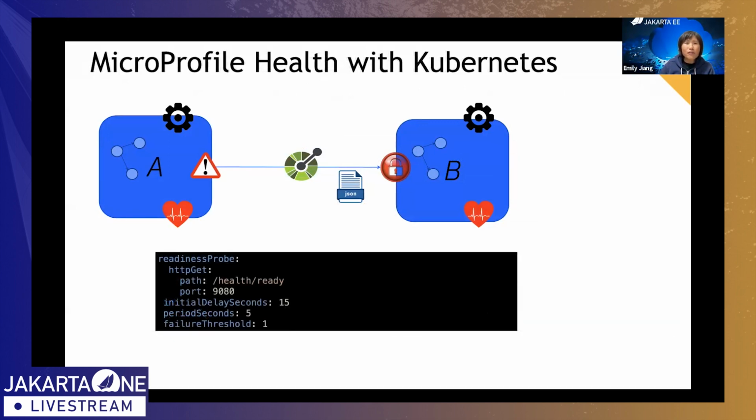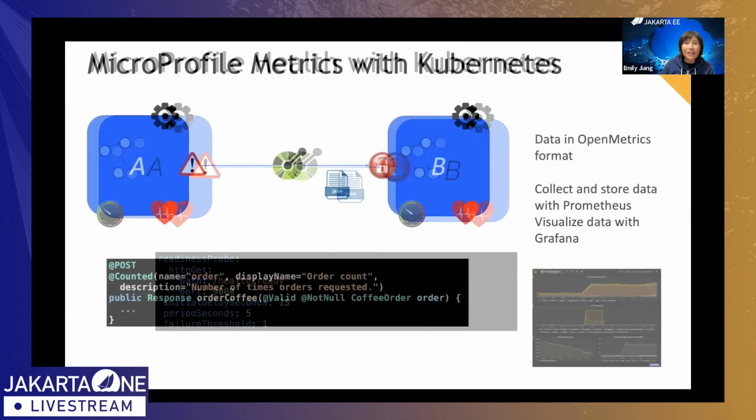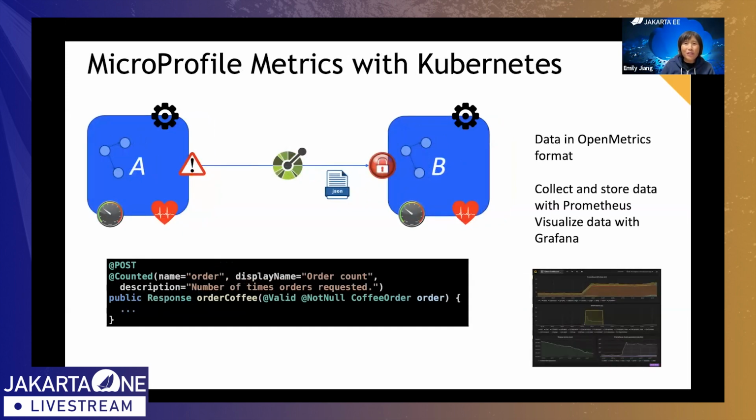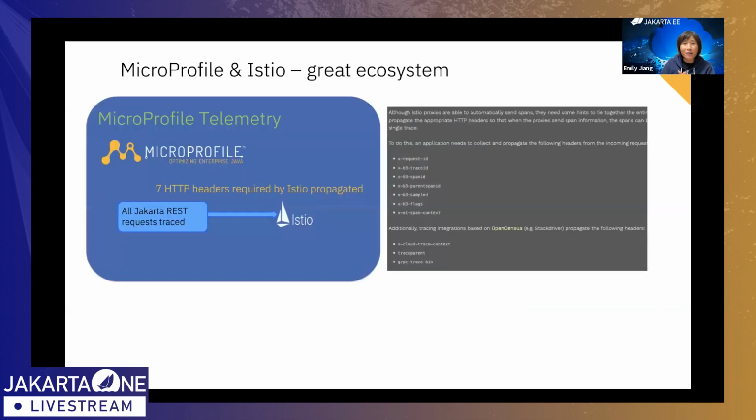For MicroProfile Health with Kubernetes, as we mentioned earlier, this endpoint and port directly correspond to the readiness probe, so you can specify it as HTTP GET. The other thing is MicroProfile Metrics with Kubernetes. As you can see, all this metrics data is in the OpenMetrics format. And in many clouds, Prometheus is integrated, so you can view the dashboard very nicely.